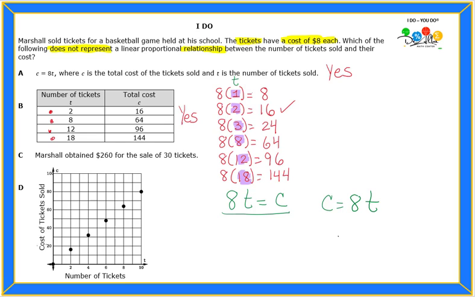What about letter C? It says Marshall obtained $260 for the sale of 30 tickets. Well, let's continue doing what we were doing earlier. I am going to multiply 8 times the number of tickets, which is 30. Very good. What's 8 times 3? Isn't that 24? And just bring down the 0. So I was supposed to get 240. What number is here? 260. Is that matching? No, this is not matching, right? So it looks like that would be my answer, because I'm looking for something that does not represent this relationship. So it looks like letter C should be my answer.